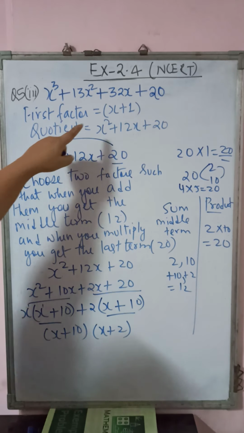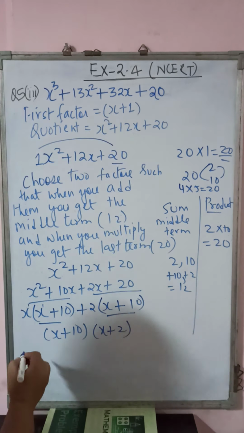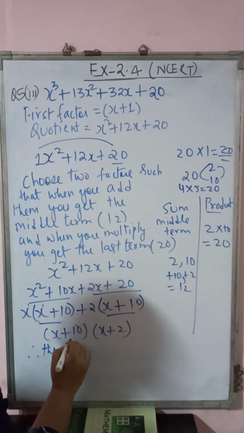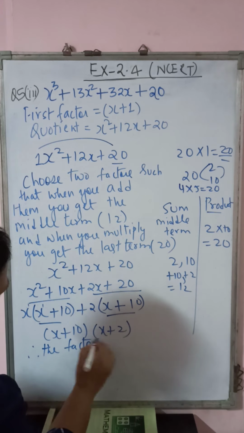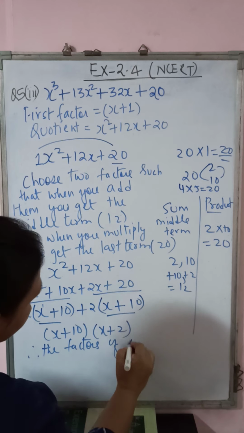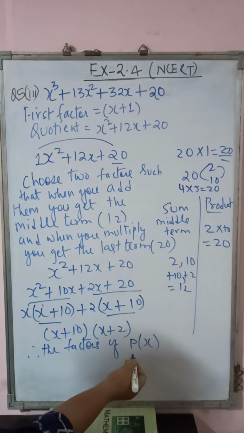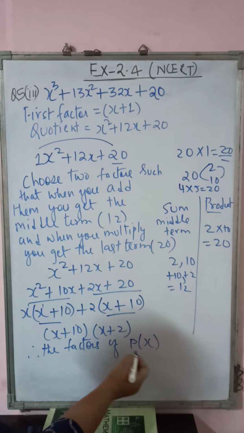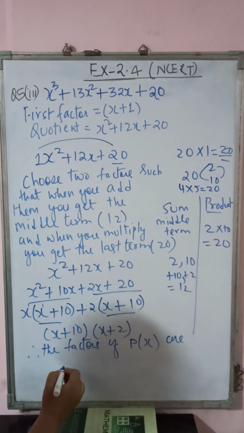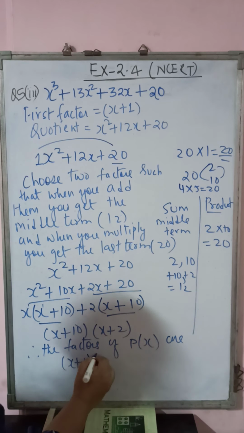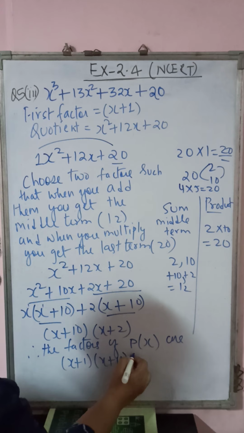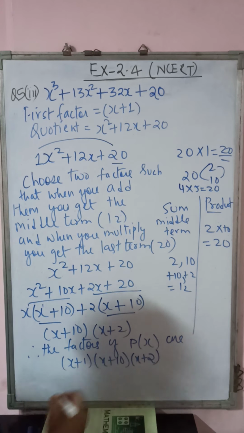And what was the first factor? By trial and error. Therefore, the factors of p(x), which is how we represent any polynomial, are x plus 1, x plus 10, x plus 2.